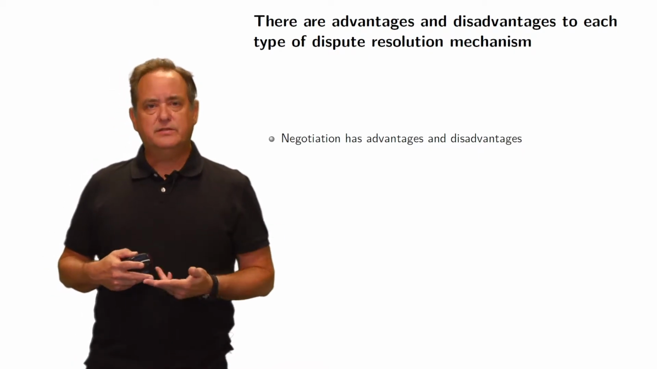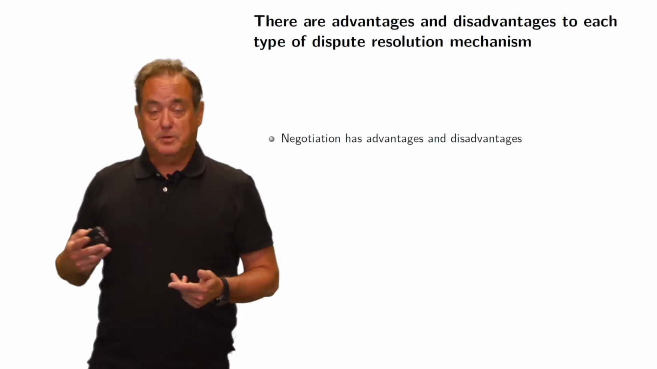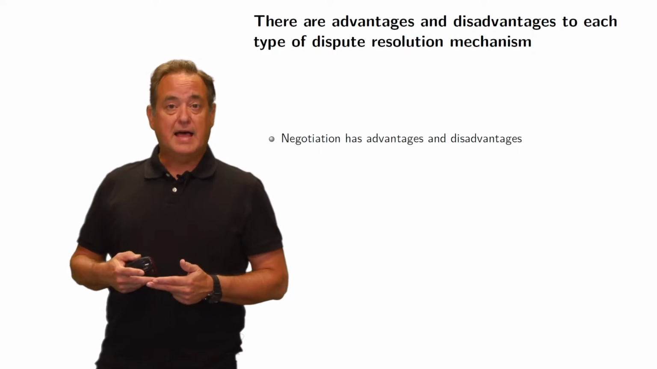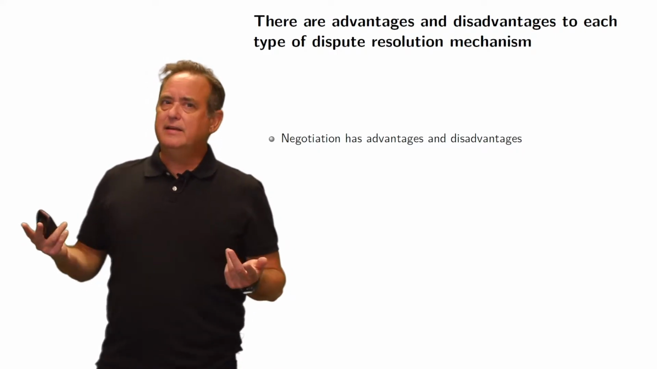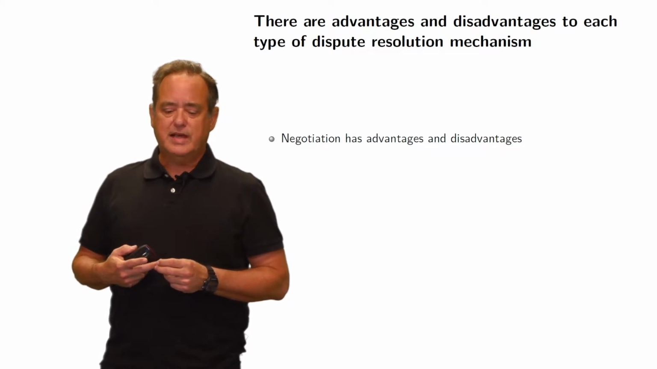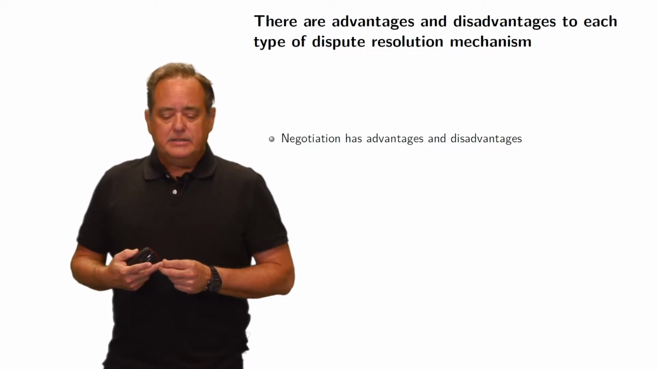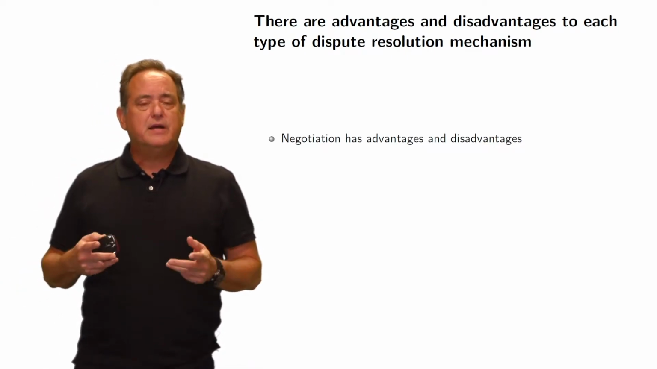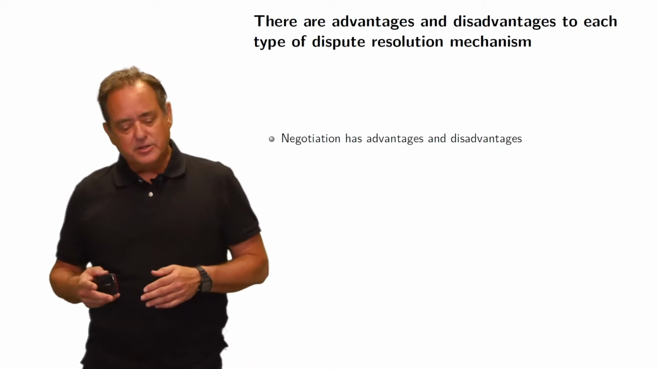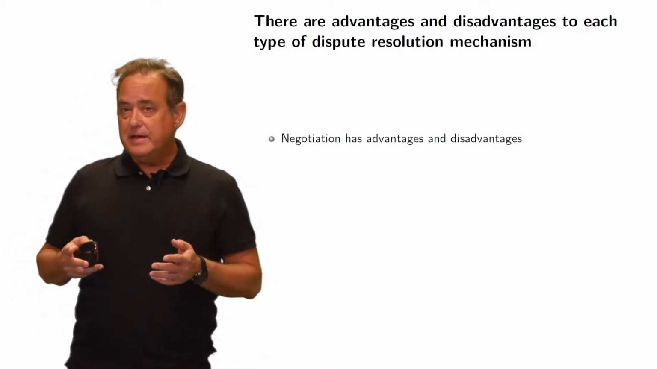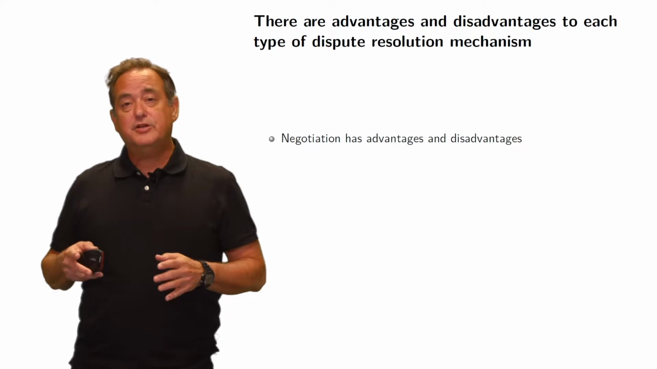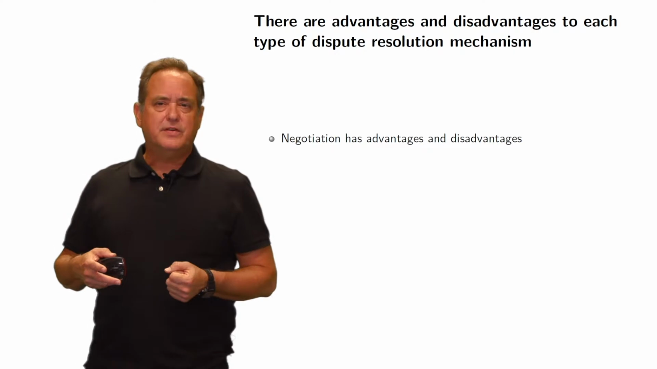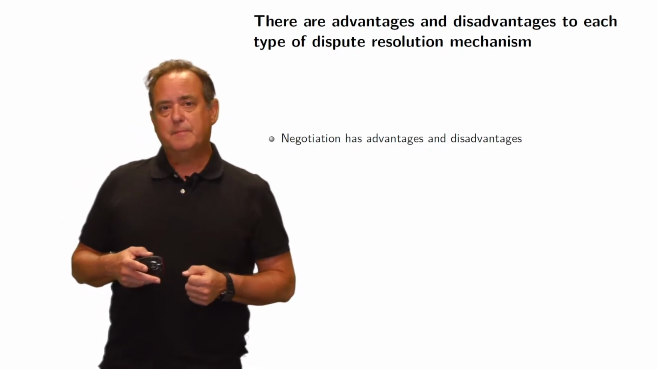Number one, very inexpensive. Could be as little as writing out an email or picking up a phone, maybe writing an actual letter. In any event, not a lot of cost involved with negotiation. It is also possible to have the negotiation be completely confidential. Because there's no third party involved, everything having to do with that dispute, all of the issues arising out of that dispute, will be kept confidential between the parties.